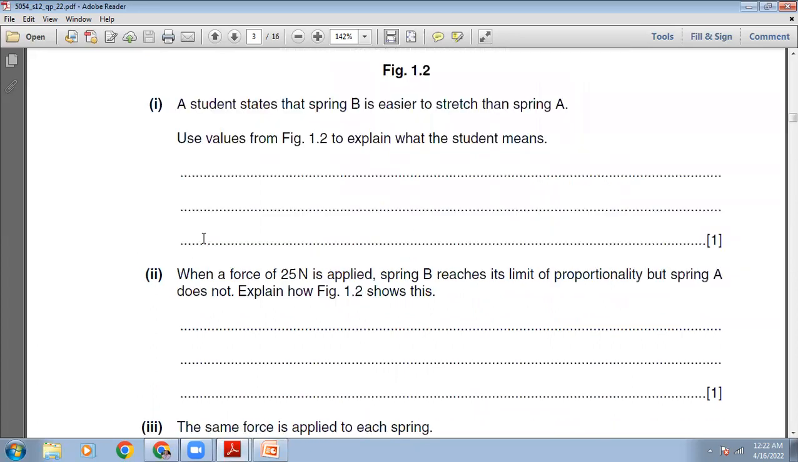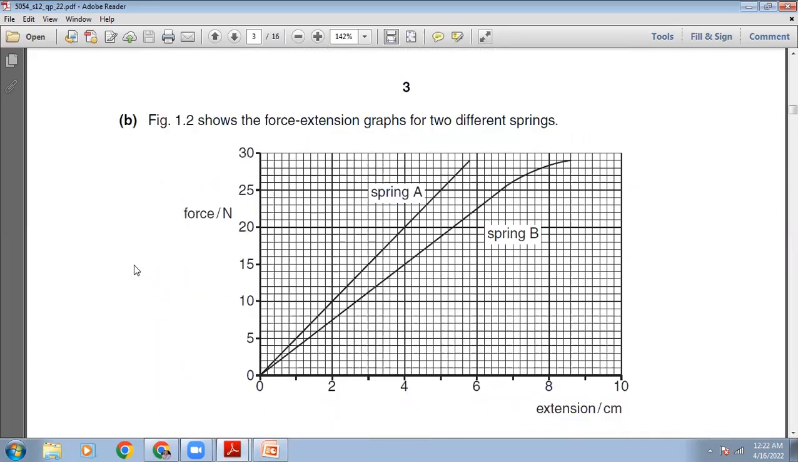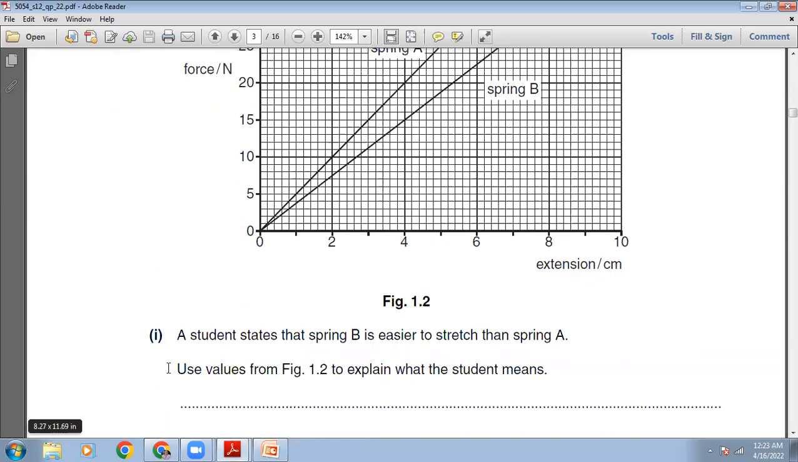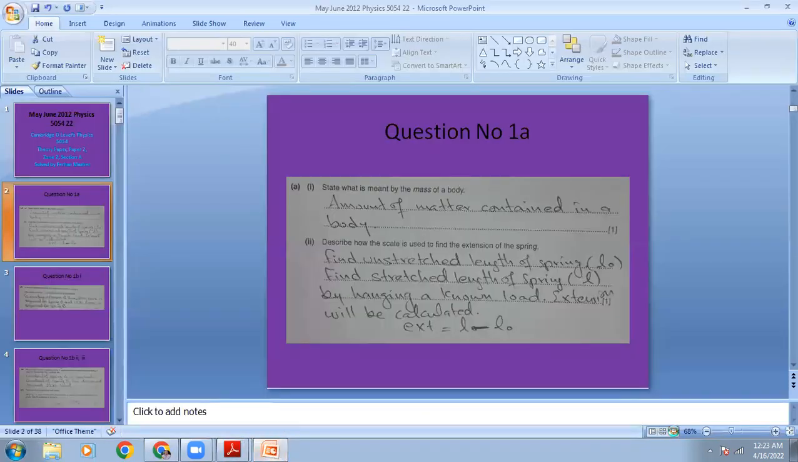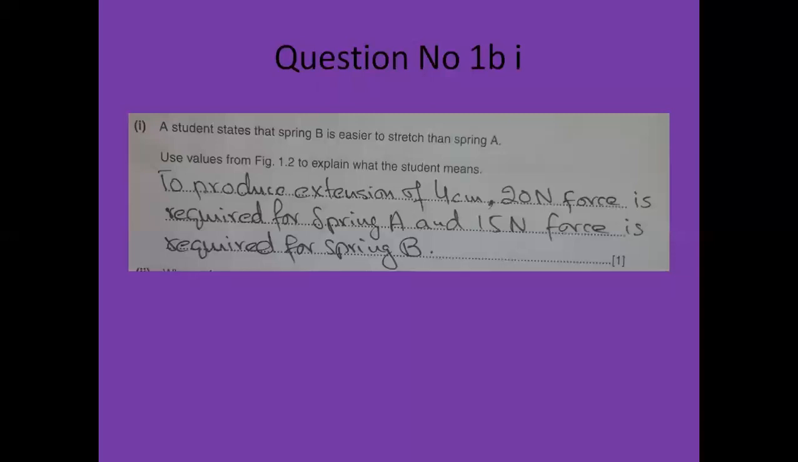So I'm basing my argument on the readings from the graph. I hope you understand. So let me show you my written answer. To produce an extension of 4 centimeter, 20 Newton force is required for spring A and 15 Newton force is required for spring B. So from here we can say that spring B is easier to extend as compared to spring A.